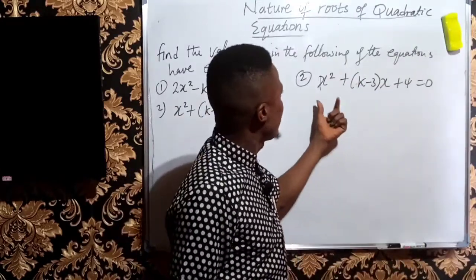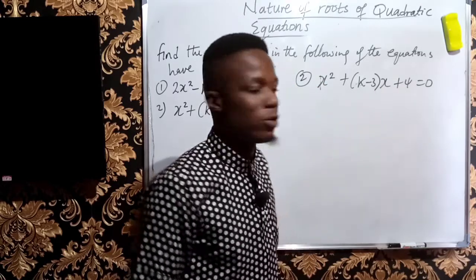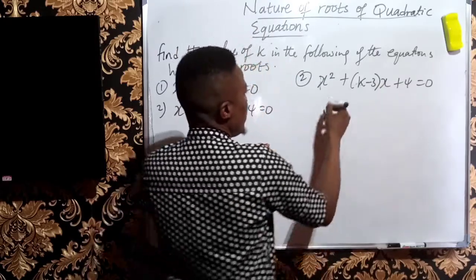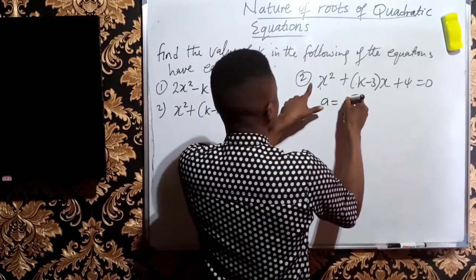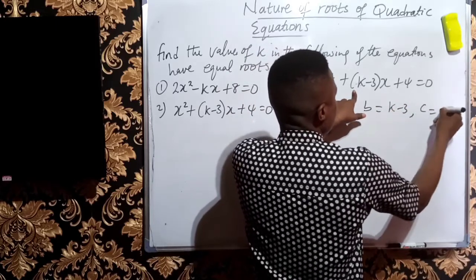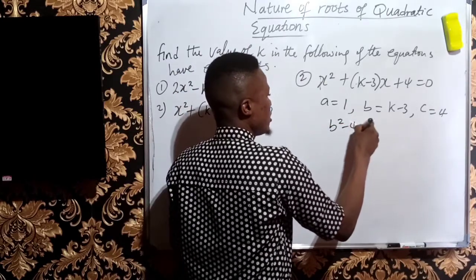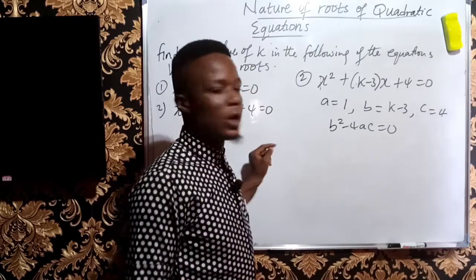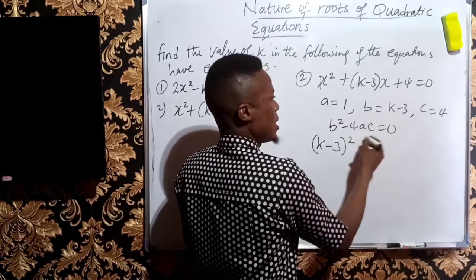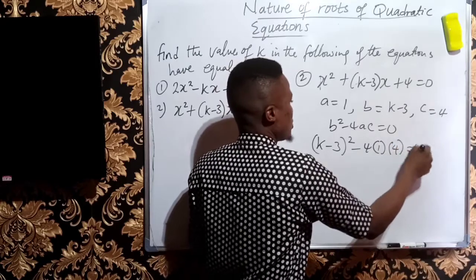So in the last one, we have x squared plus k minus 3 x plus 4 equal to 0. So we still need to get the value of k for which it will have equal roots. Remember that our a is 1, b is the coefficient of x, which is k minus 3, and c is just 4. And for it to have equal roots, it means that b squared minus 4ac must be equal to 0. And b is this, so I have k minus 3 all squared minus 4 bracket a, which is 1, bracket c, which is 4, equals 0.